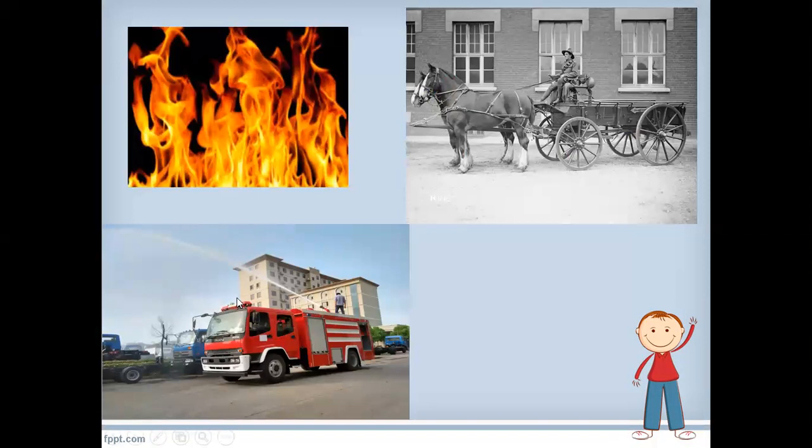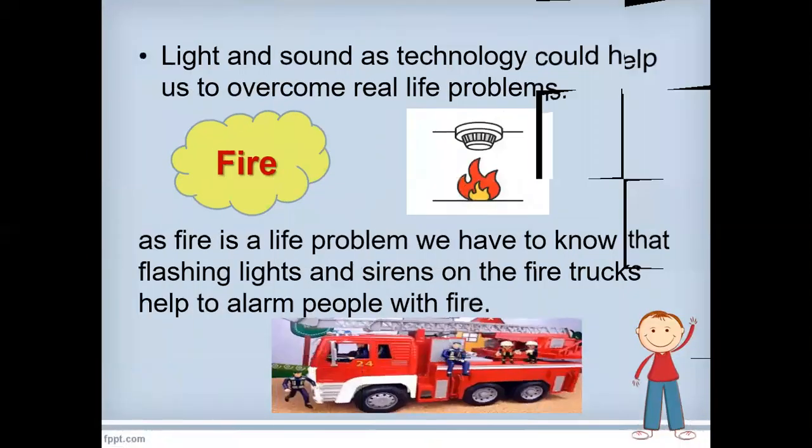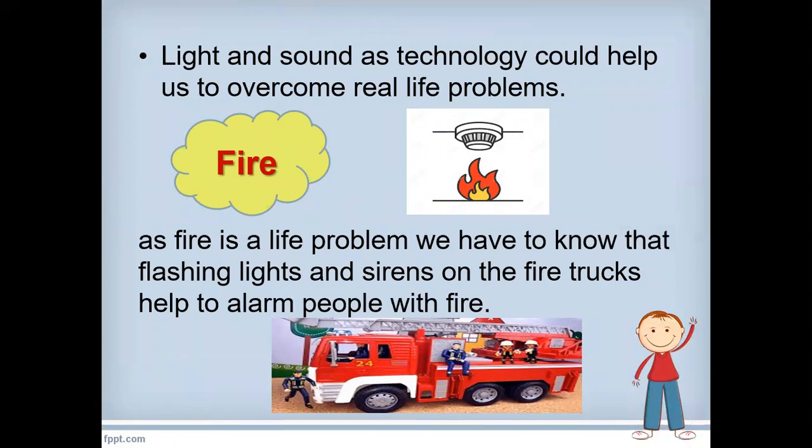Today, fire trucks use a specific light and sound pattern to communicate. So, light and sound as technology could help us to overcome real-life problems. As fire is a life problem, we have to know that flashing lights and sirens on the fire trucks help to alarm people about fire.